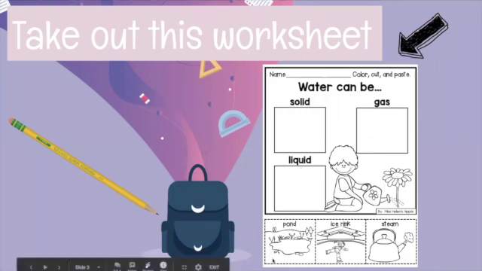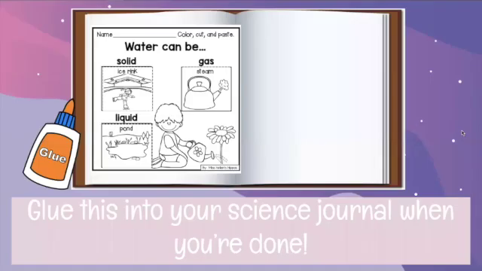You have to look at these pictures down in the bottom, cut on the dotted lines, and figure out, which picture is water as a solid, and then glue it in that box. Which picture is water as a liquid, and then glue it in the correct box. And then which picture is water as a gas, and then glue it in the correct box. When you're all done, you can color this worksheet in, and then I would love it if you glued it into your science journal.